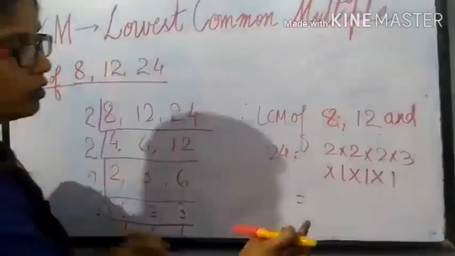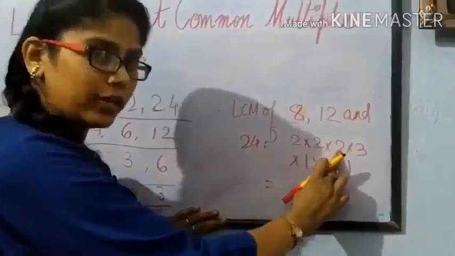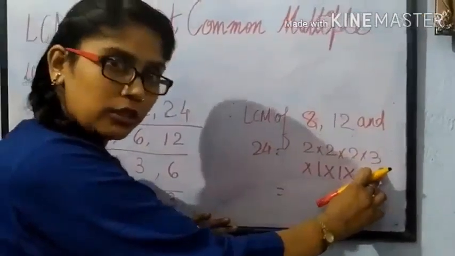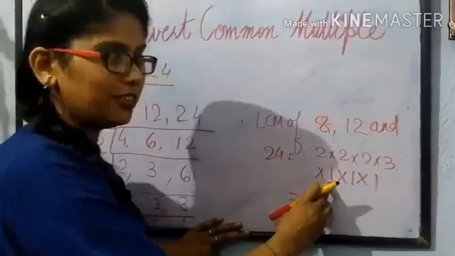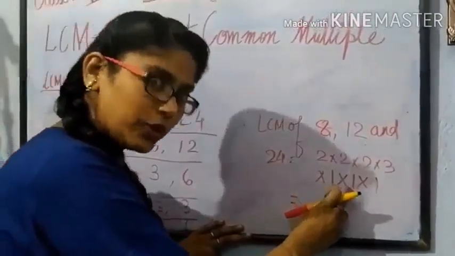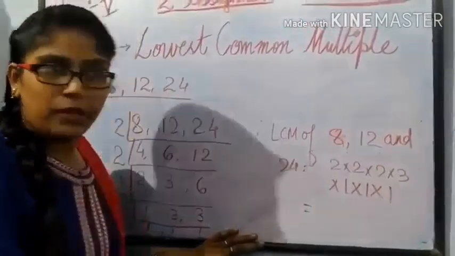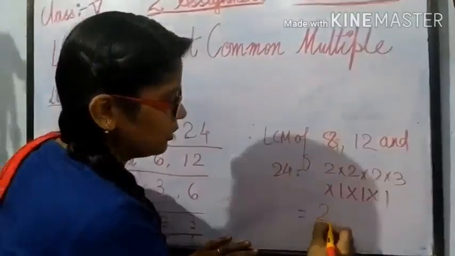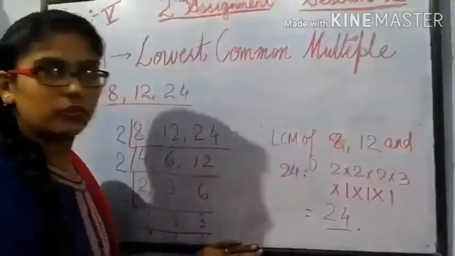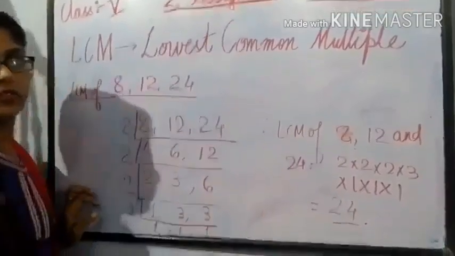Now 2 into 2 is 4. 4 into 2, children, is 8. 8 into 3 is 24. 24 into 1 is 24. Again 24 into 1 is 24, and 24 into 1 is 24. Since we are multiplying any number by 1, the number will come the same. That's why it is 24. So LCM of 8, 12, 24 is 24.